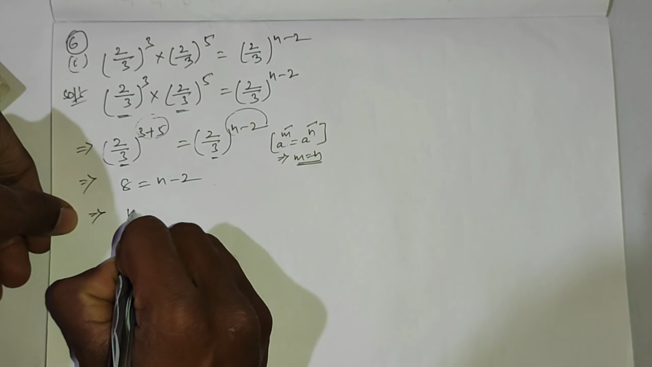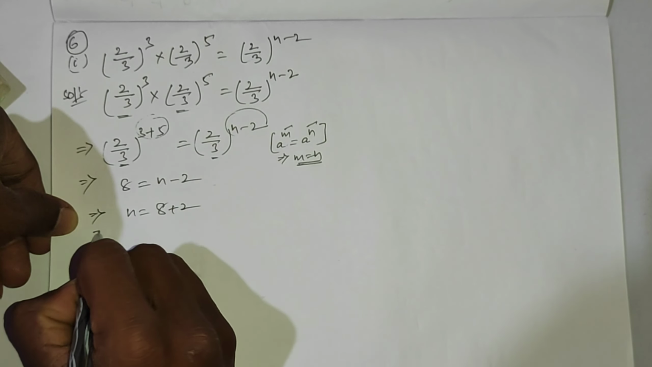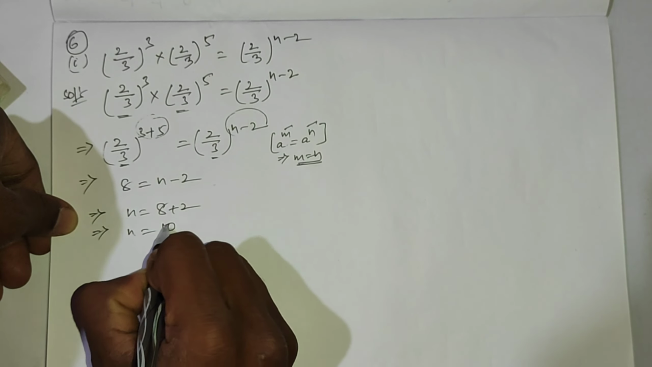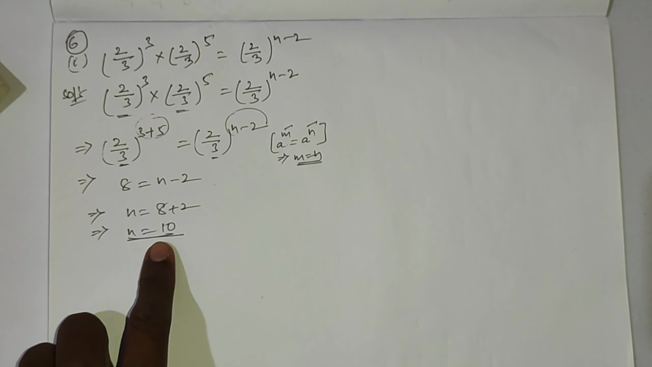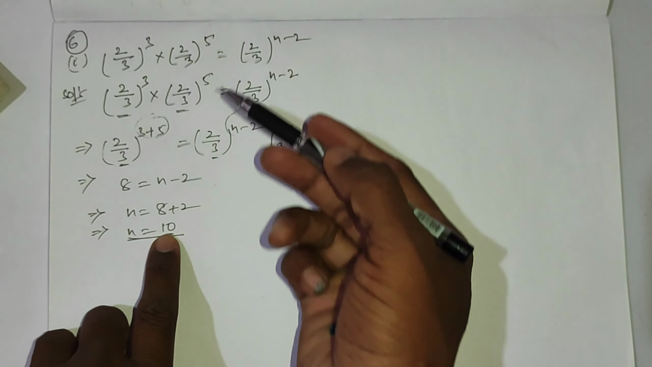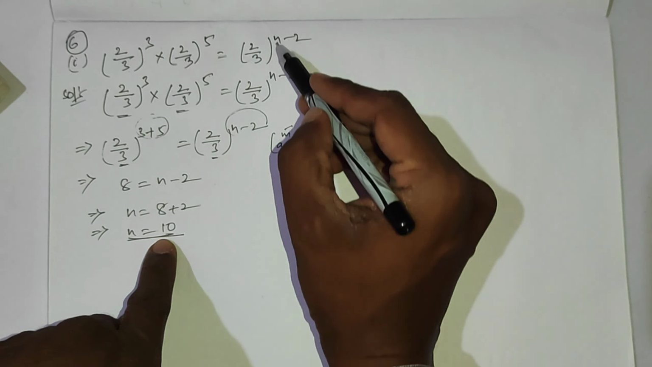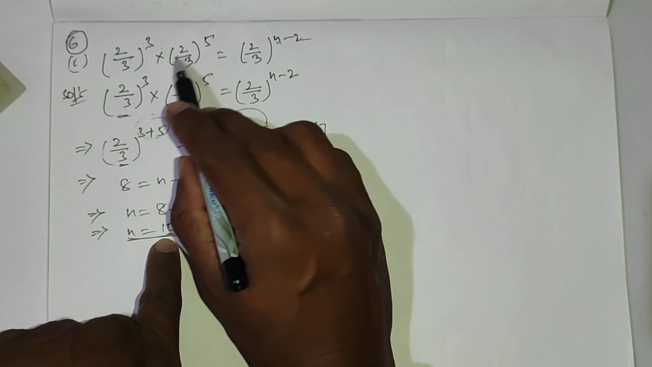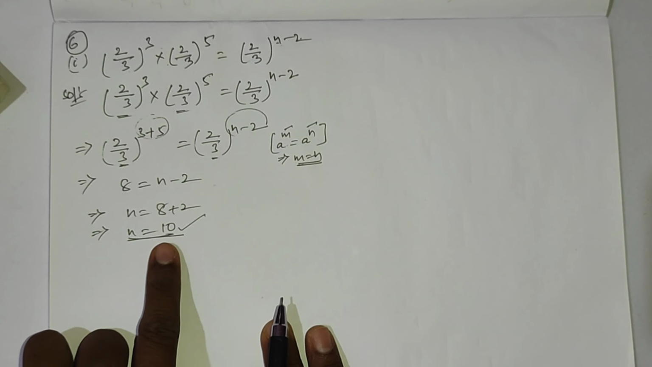Now transpose: n is equal to 8 plus 2, since the minus 2 becomes plus 2. This implies n equals 10. Therefore the value of n in this question is 10. If you observe, 3 plus 5 is 8, and with n equal to 10, 10 minus 2 is also 8. So LHS and RHS are equal, and therefore this value is correct.